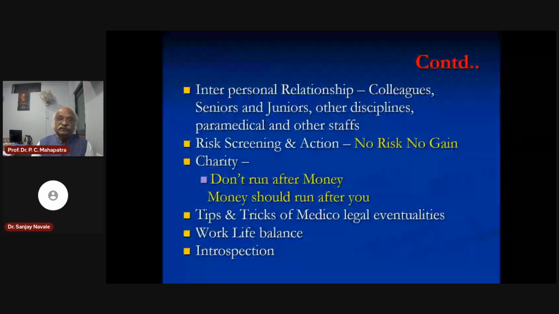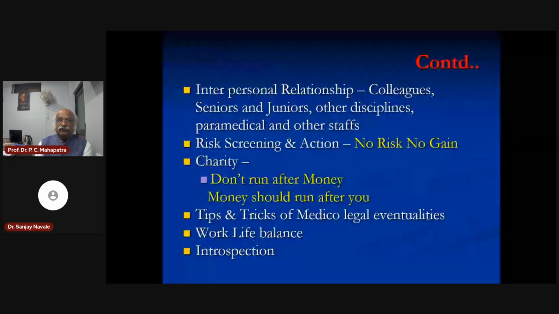And risk screening and action. When a case comes and you identify the risk, don't refer everything. You don't take any risk, no gain. You try to solve it at your own level, and if necessary, ask somebody, take help of other people.